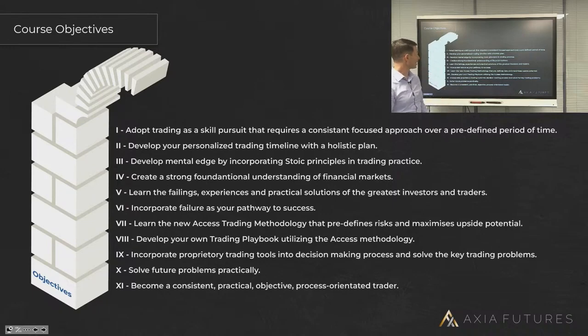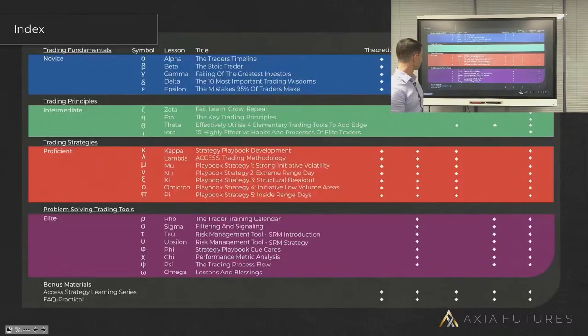We're trying to adopt trading as a skill pursuit that requires a consistent focused approach. Develop your personalized trading timeline. Okay? Not copy and paste what other traders do. Develop mental edge, looking at a lot of meditative practices. Okay? Introduce you to one practice like the fast forward. Creating a strong foundational understanding of the financial markets. Learn about some of the mistakes that traders make and how you can avoid those cheaply. Learn the Axia methodology, which we've spoken about, and we're going to keep developing that in part 4. Developing your own playbook, incorporating proprietary tools. Really just that real foundation, in terms of the pyramid of development.